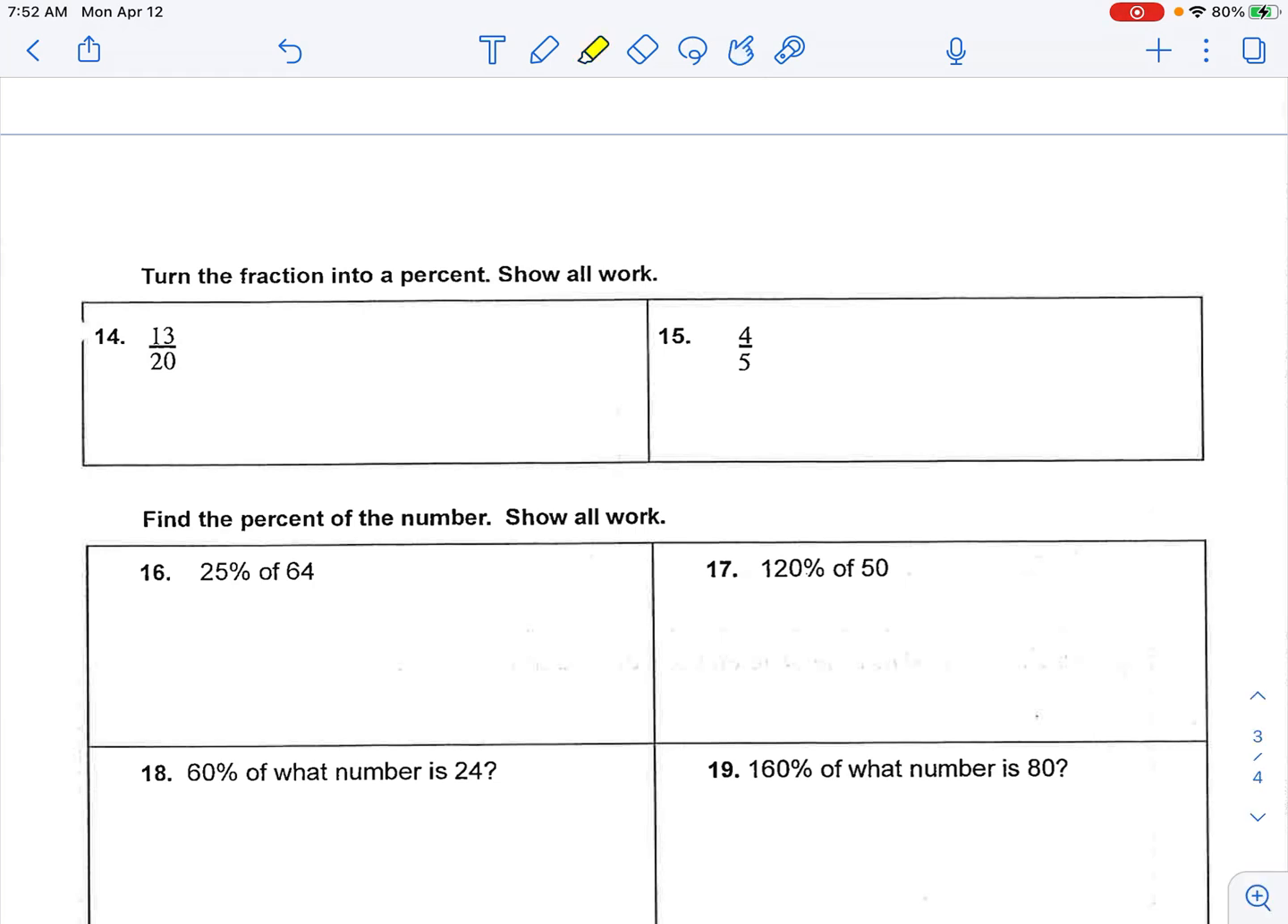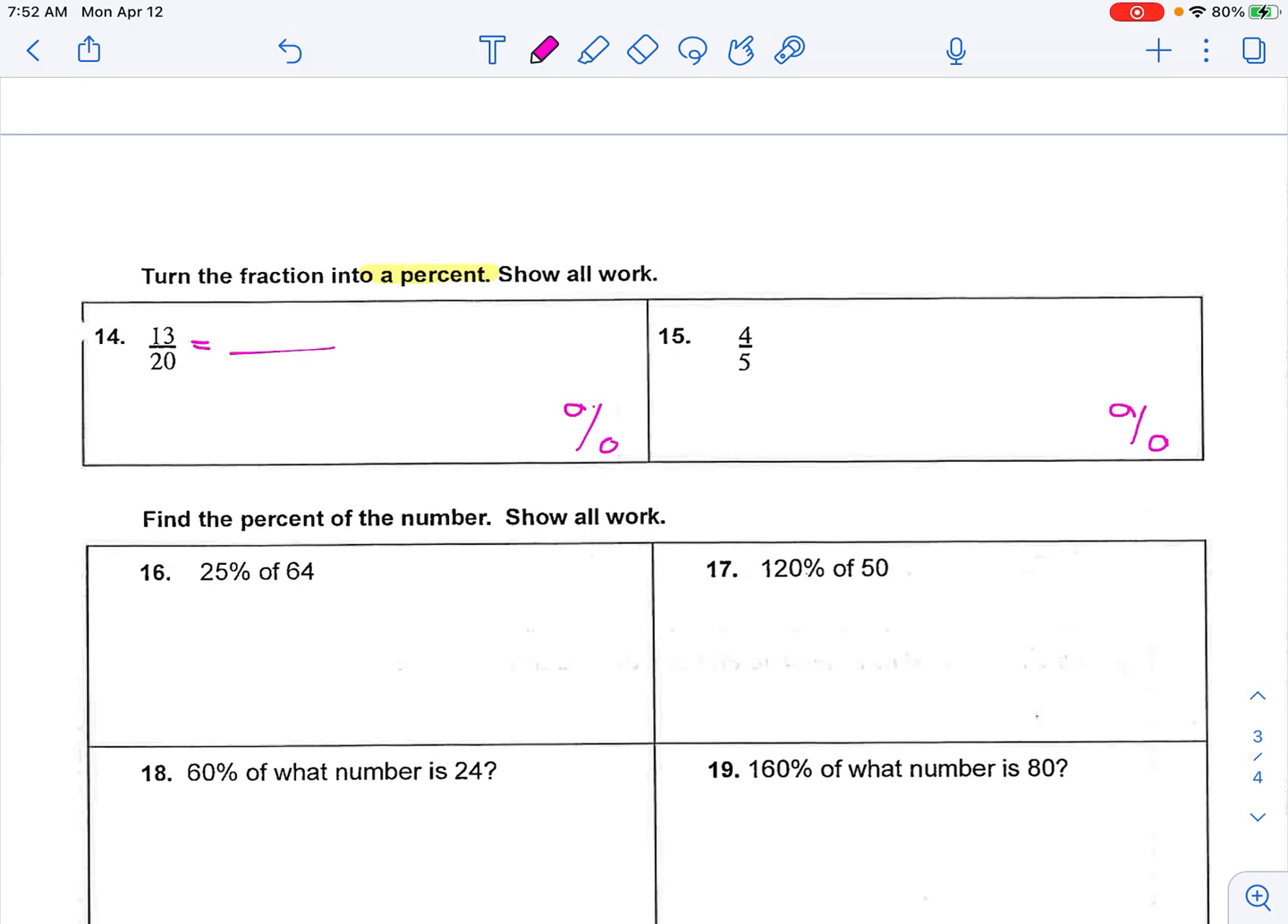Always read the directions before you start doing your work. Turn the fraction into a percent. Okay, so you know what a lot of kiddos do sometimes by accident? They give me another fraction, they give me a decimal. Always highlight your directions, and then what I like to do is give myself any clues for my final answer so I don't make a silly mistake. Turn the fraction into a percent.